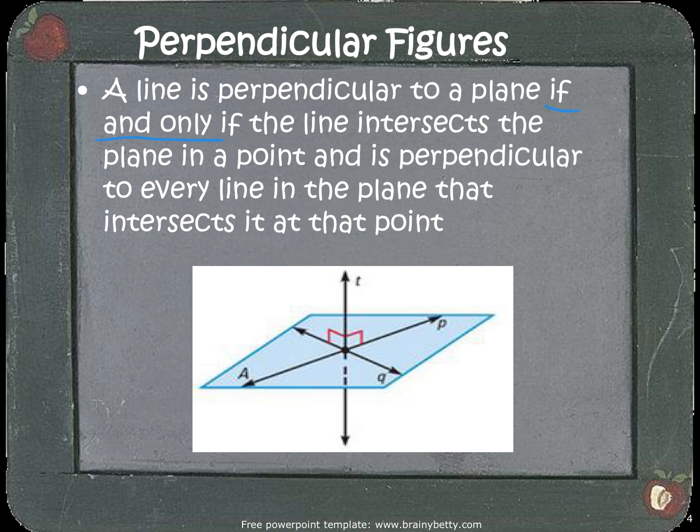And the way that we can tell that this line T is perpendicular is because it's got the right angle marks here. So this is showing us that when it goes through that plane, it is perpendicular to all of those lines that it intersects at that point because of the right angle indicator. The symbol for perpendicular looks like an upside down T. So whenever you see this upside down T, this is the symbol for perpendicular.